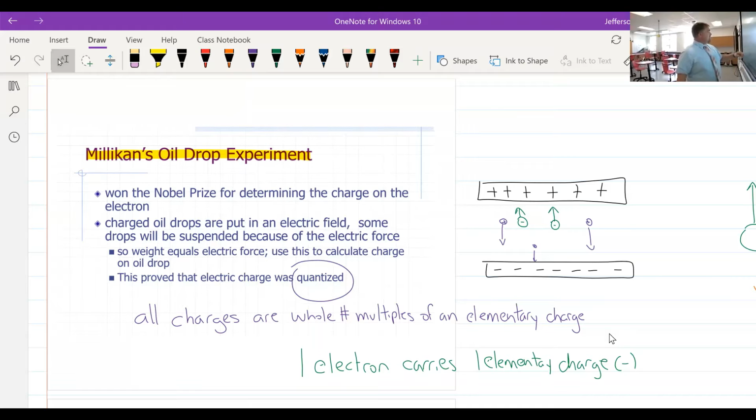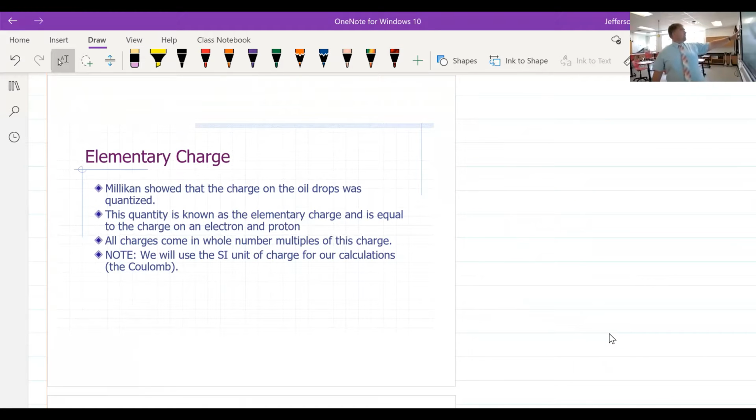But that's kind of crucial to know. So again, you're going further distance. Millikan showed the charge on the electron drop, so it's quantized. The elementary charge is equal to the charge of a proton and an electron. One's positive, one negative. This is important.